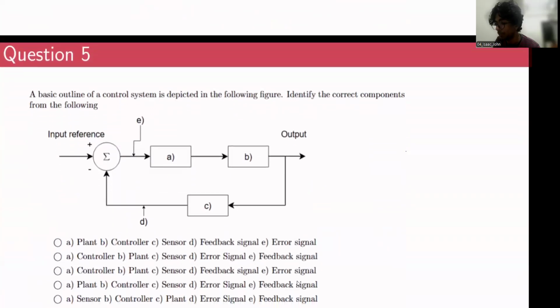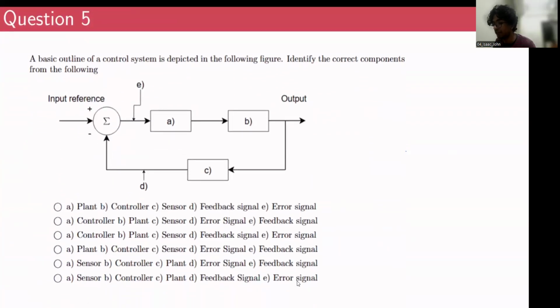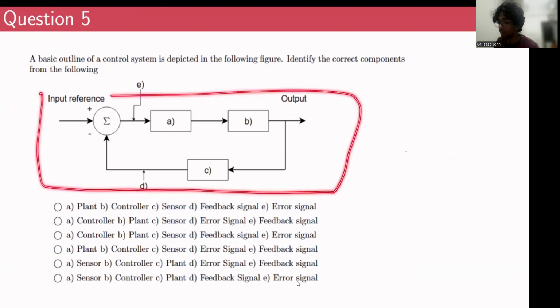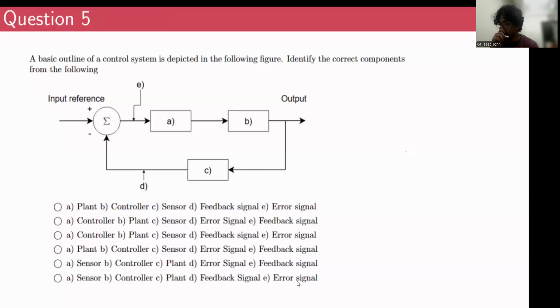So now, regarding question 5, a basic outline of a control system is depicted in the following figure. Identify the correct components from the following. So, this is a very basic outline of a control system. But you are supposed to find out what these components, or what these items basically are.